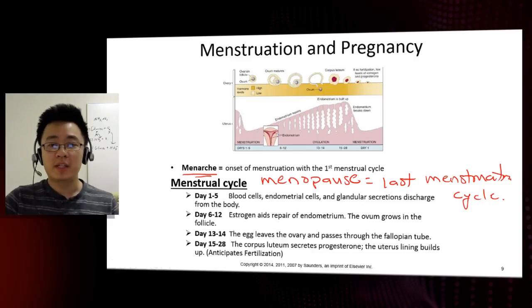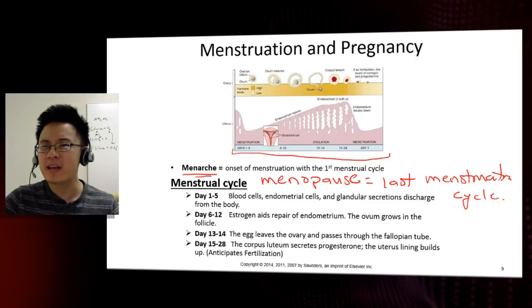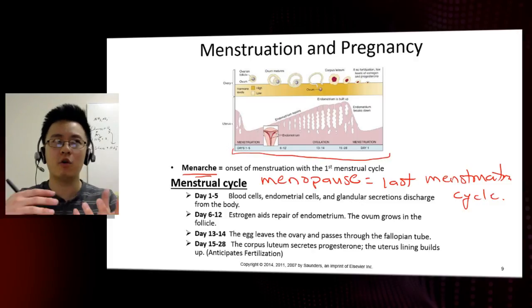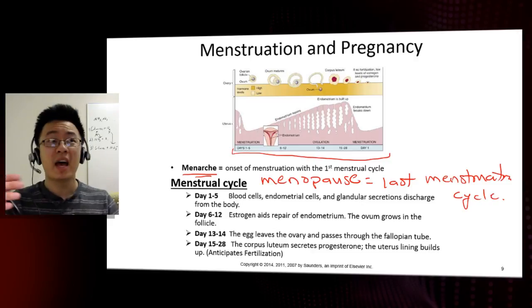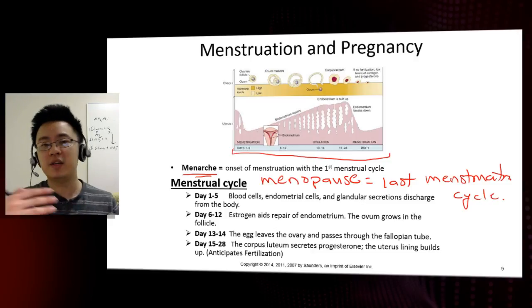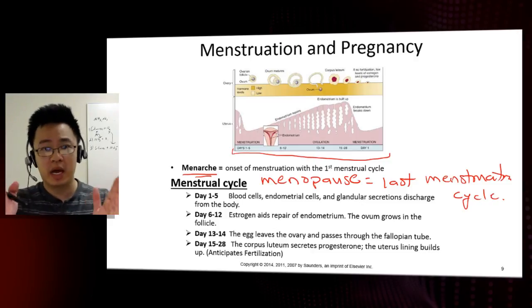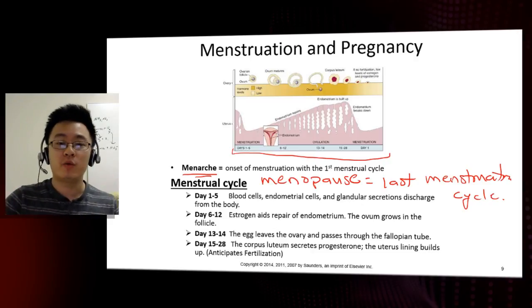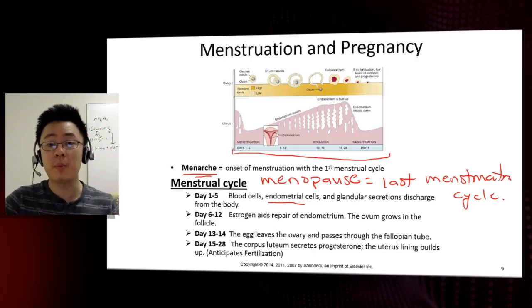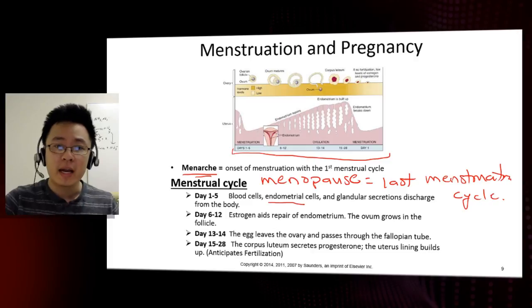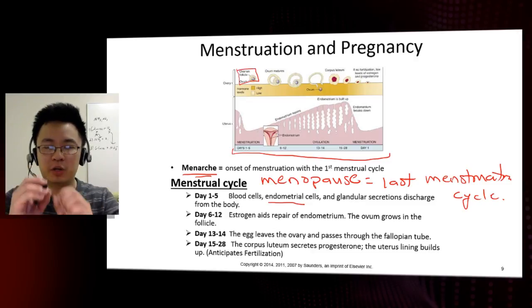Now, as you can see, based upon our diagram here, the menstruation cycle is around 30 days. It depends on the individual. It could go from 30 days maybe up to 45 days. I even heard up to 2 months. It just depends on the average. It's a 30-day cycle. Now, between days 1 through 5, the blood cells, endometrial cells, and glandular secretions discharge from the body. And in the ovaries, we still have the ovarian follicles right over here, and we have the ovum, which is housed inside that particular follicle.